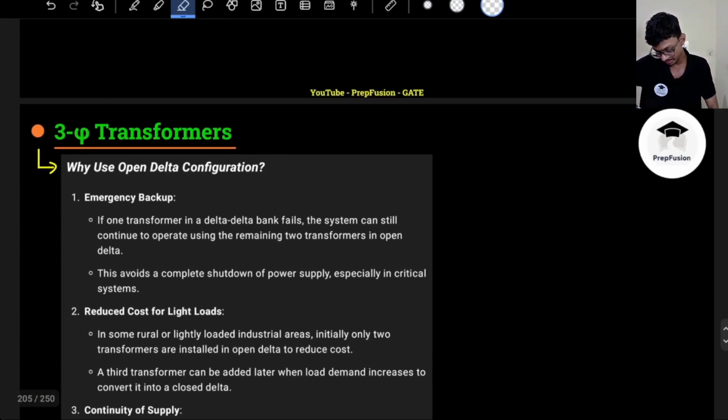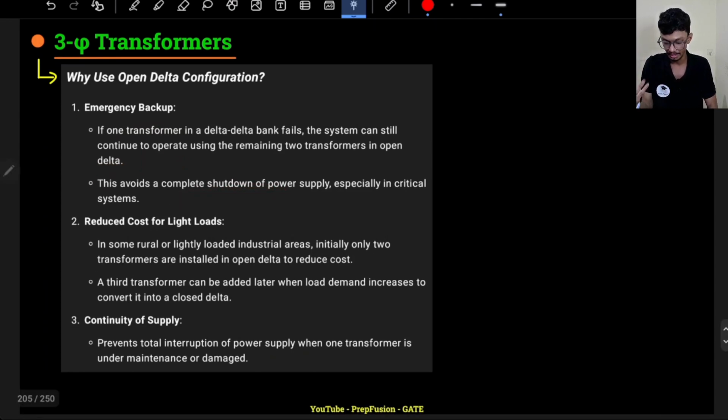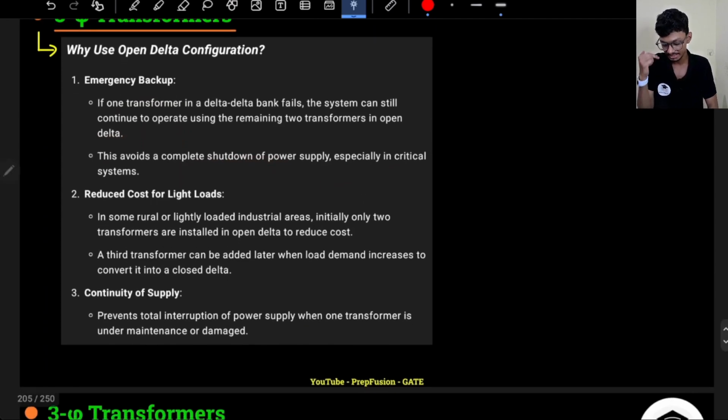Now, why use open delta? It can be an emergency backup. Even if one of the windings of the transformer is open, I am still able to serve the load. Even if one of the delta bank fails, the system is continuously operating. It will operate at lower load, that is 57.7%, but a complete shutdown won't happen. So it is very important in critical systems. Reduced cost for light loads.